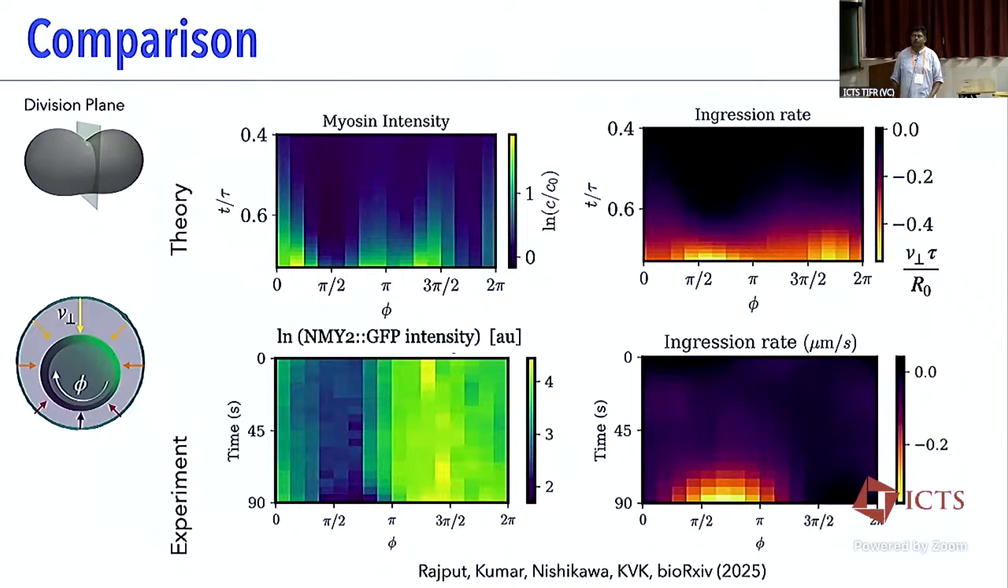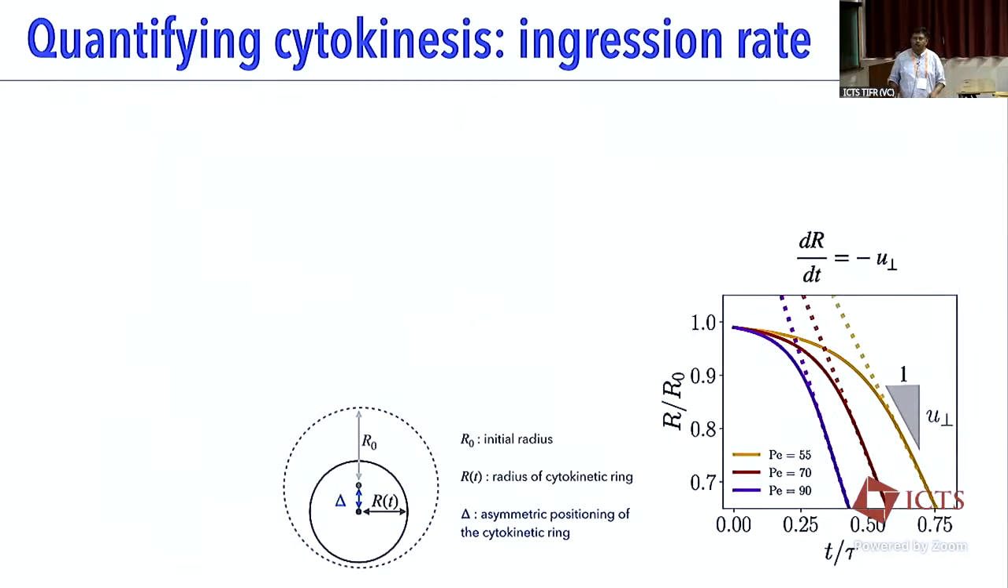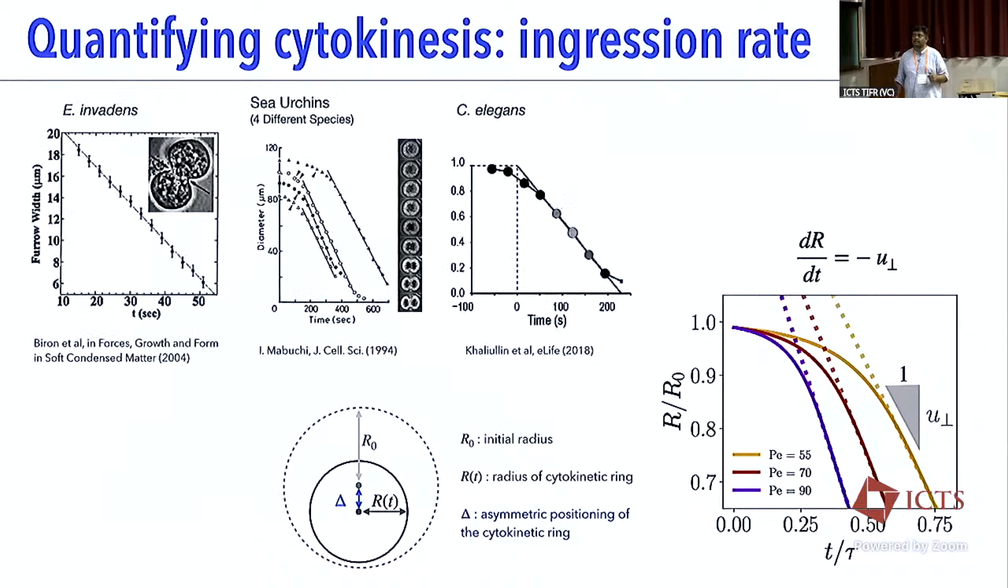Well, let's do some quantitative measures of this. One of the things that you can measure is the radius of the ring and follow the radius as a function of time. Our theory predicted that the radius goes down in some manner, but there is a regime where the radius goes down linearly with time. Okay? And the rate at which the radius goes down with time, U perp, increases with the Peclet, the contractility value. Can we test this in the experiments?